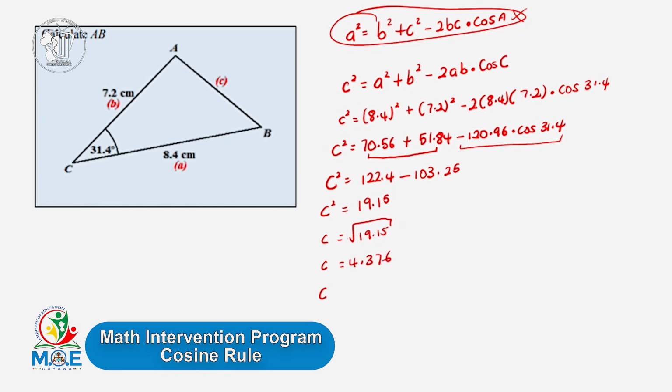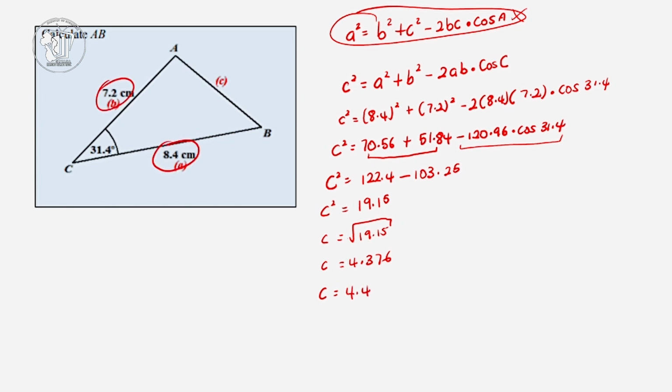4.376. So c is equal to, we can round this off correct to 1 decimal place or 2 decimal places. Let's use 1 since all of the numbers are 1 decimal place. This will be 4.4 cm. So AB is equal to 4.4 cm.